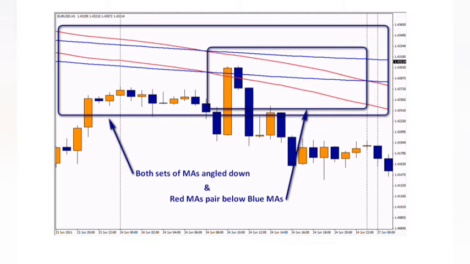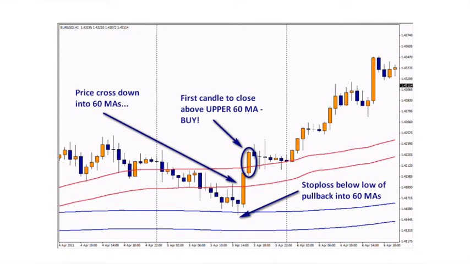Entry. Okay, so we're about a third of the way there. I told you it would be easy. Now the specific entry. Assuming we have the 60 red MAs above the 240 blue MAs, we're looking for long entries. We get a long entry when price crosses back down into the 60 MAs, the 2 red ones, and the first candle closes above the upper 60 MA.